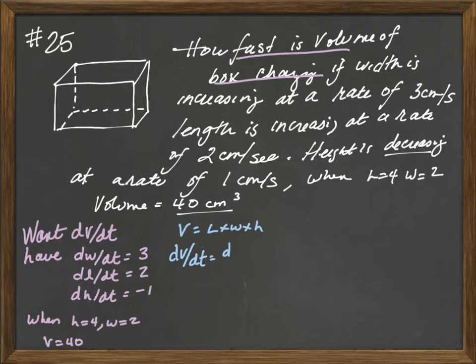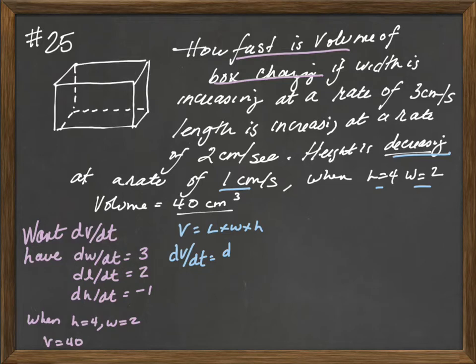Number 25 says, how fast is the volume of a box changing? If the width is increasing at a rate of 3, the length is increasing at a rate of 2, and the height is decreasing at a rate of 1, when h equals 4, w equals 2, and volume equals 40.